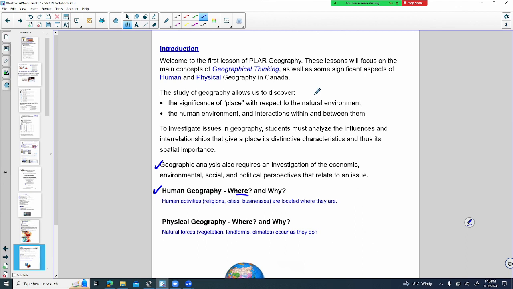For example, in human activities, it could be religions, cities, businesses. They are located where they are for a certain reason. And then in physical geography, same question, where and why. Natural forces like vegetation, landforms, climates, they happen as they do. So where does that happen and why does it happen?